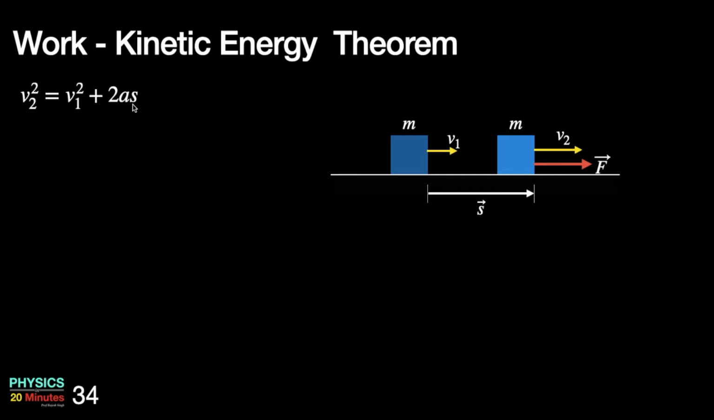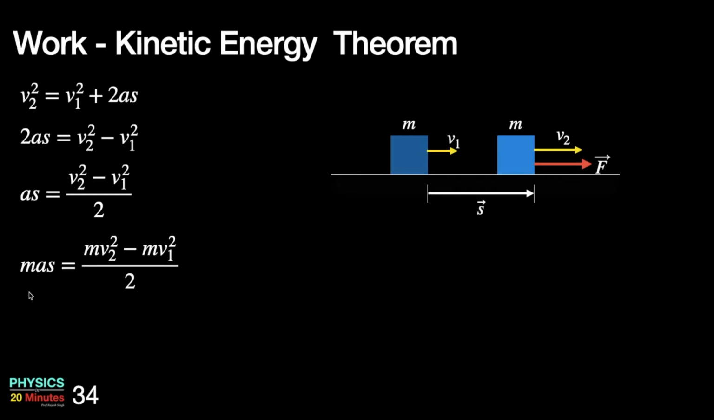So I can modify this to write 2as is equal to v2 square minus v1 square, which can be further written as as is equal to v2 square minus v1 square upon 2. Now both sides I can multiply by mass. So I would write mas is equal to m v2 square minus m v1 square upon 2. But what is ma? ma is the force. So I can write F into s as mv2 square by 2 minus mv1 square by 2.